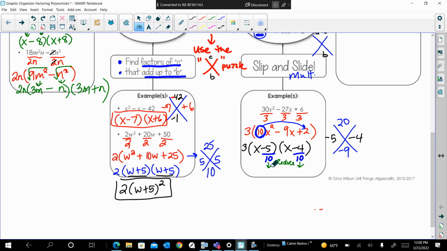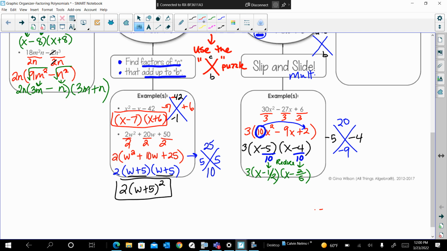I can reduce negative 5 over 10 to what? Yeah, so I'm just going to write it underneath. So 3 parentheses x minus 1/2. And I can reduce the negative 4 over 10 as well. What does that reduce to? Yeah, x minus 2/5. Okay.